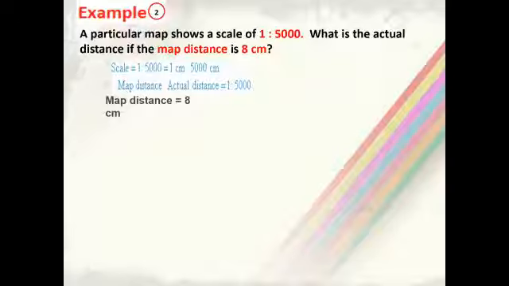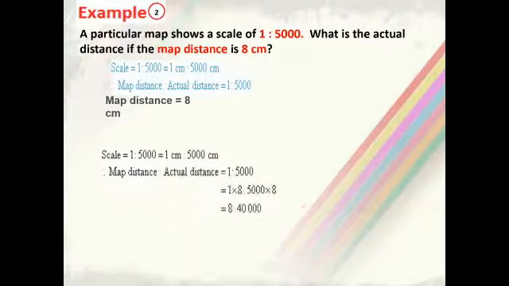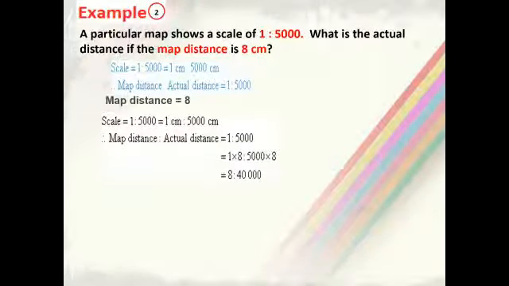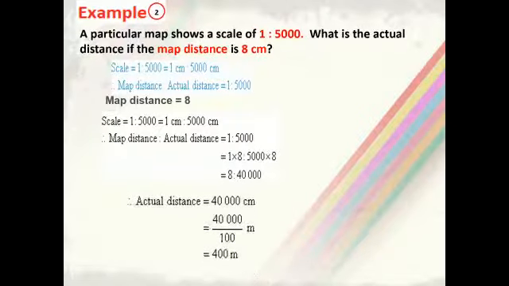Actual distance is equal to map distance multiplied by scale factor. You have to multiply by 8. 5,000 multiplied by 8, you will get 40,000. 40,000 is in centimeter. You can stop there, no problem. If the question asks you to change into meter or kilometer, divide. Otherwise, 40,000 is fine.